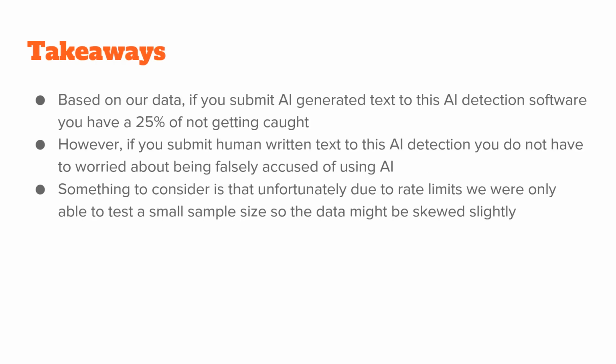Based on our data, for AI generated text on Moodle, there's the Turnitin AI detection. If it is the same as our sampling, then according to our data, you have a 25% chance of not getting caught, which seems pretty significant and kind of troubling.